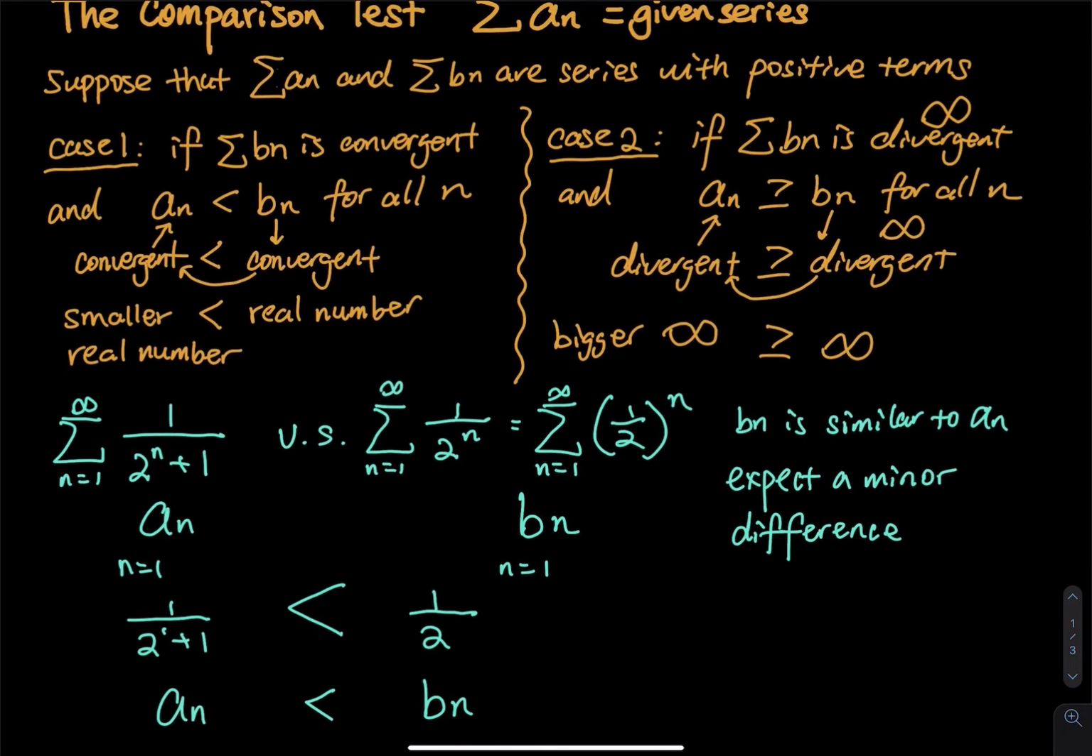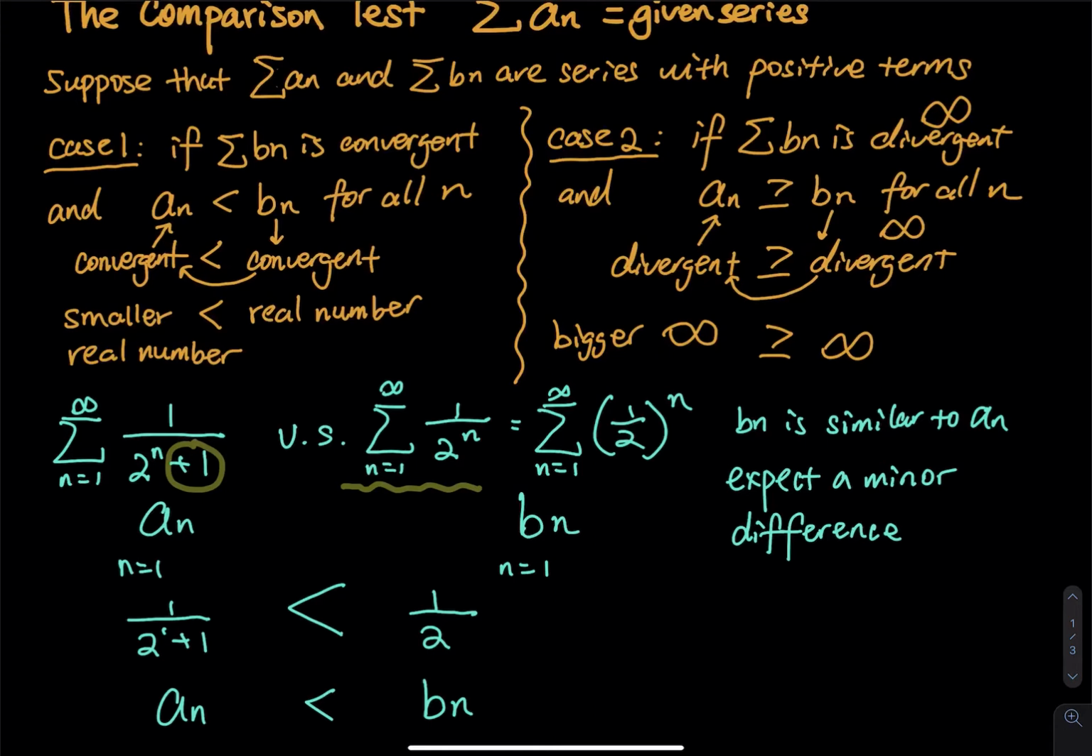We have the sum n goes from 1 to infinity of 1 divided by 2 raised to the n plus 1. So the first sequence is my An, and then the other sequence, I want to compare that with, the sum of 1 divided by 2^n. So what is the difference between these two sequences? The difference is the plus 1 is not in Bn, right?